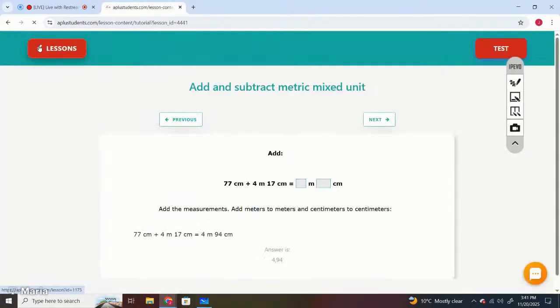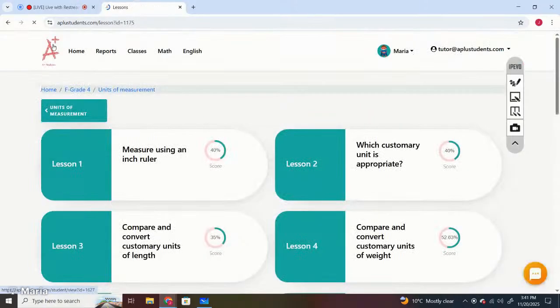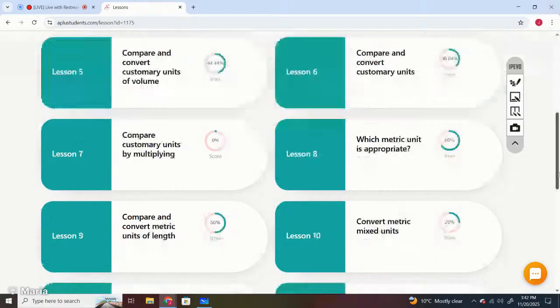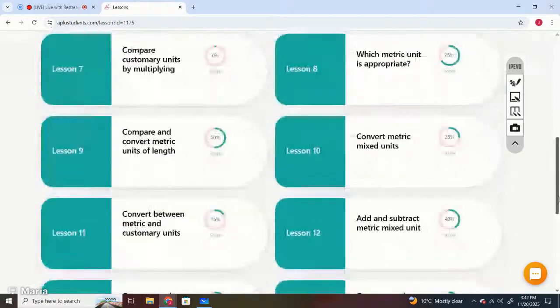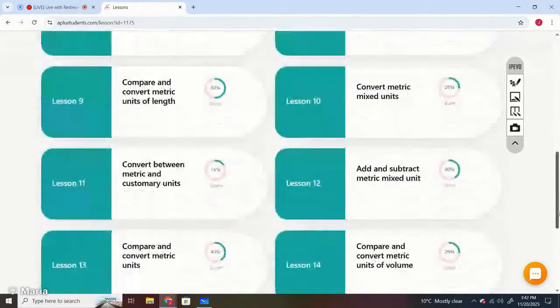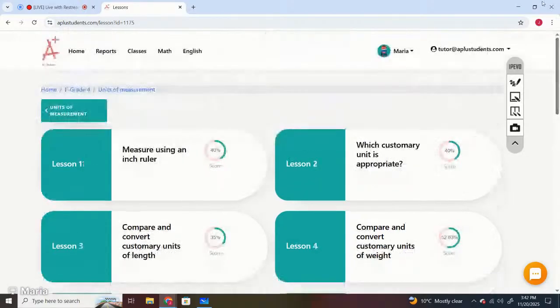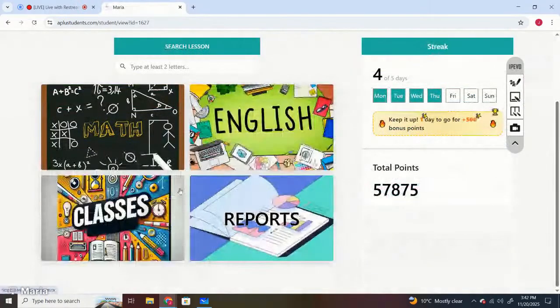So we were working on grade 4 math. The chapter we were working on is units of measurement. The lessons we have covered today are compare and convert metric units of length, convert units, convert between metric and customary units, and add and subtract metric mixed units. So please make sure before the next session you complete all the practice questions for the lessons we just did. That is your homework until the next session.